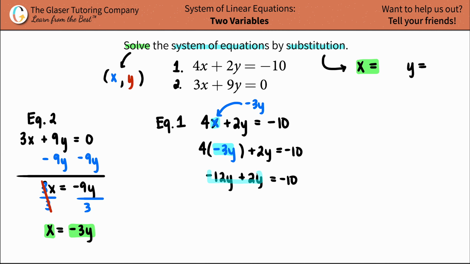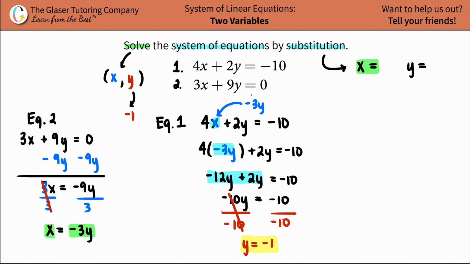Let's group these together. Negative 12y plus 2y is a negative 10y equals negative 10, right? Yep. Negative 10. Let's divide on both sides by negative 10. That goes bye-bye. And now we're left with one of the coordinates. Negative 10 divided by negative 10 is negative 1. All right, halfway there. So we know half of the piece of the puzzle, that the y value is negative 1.